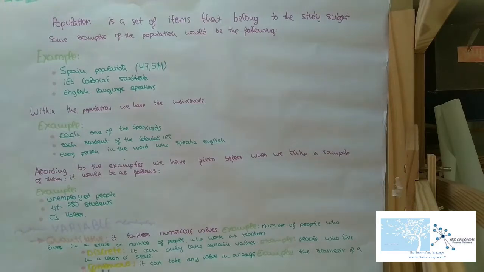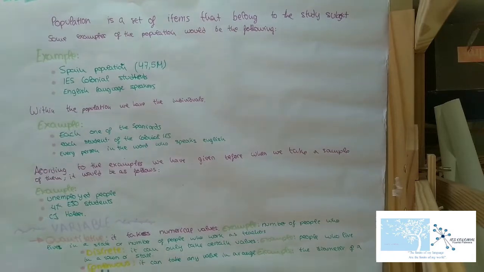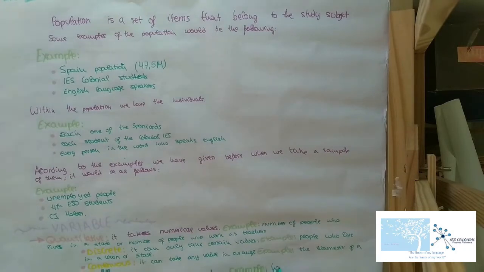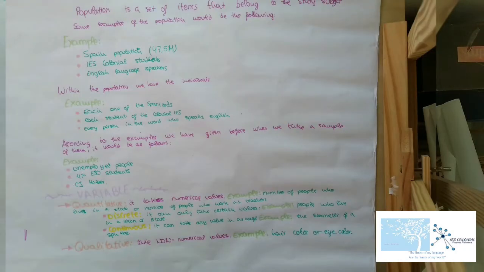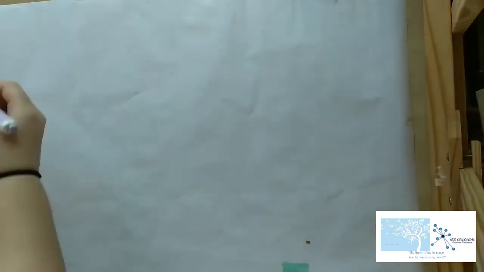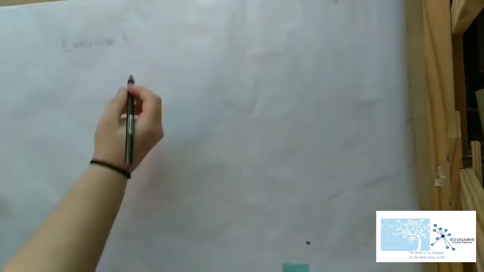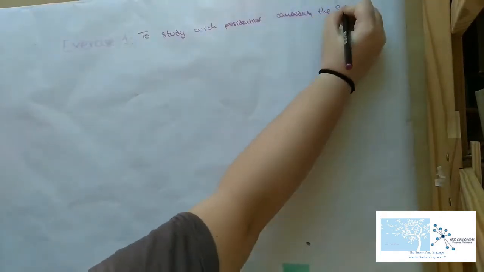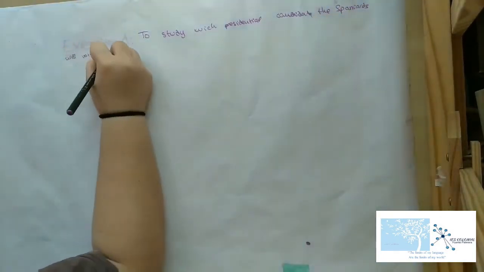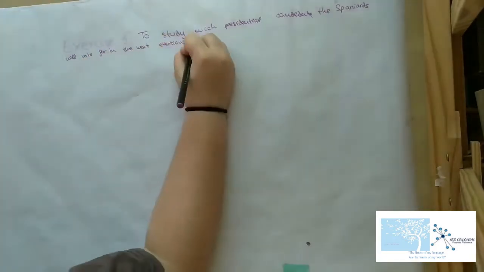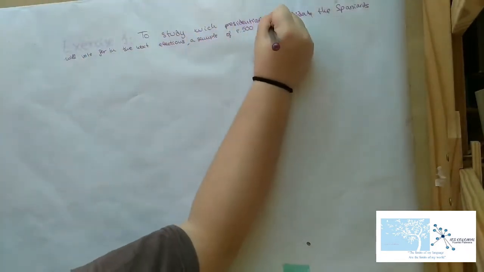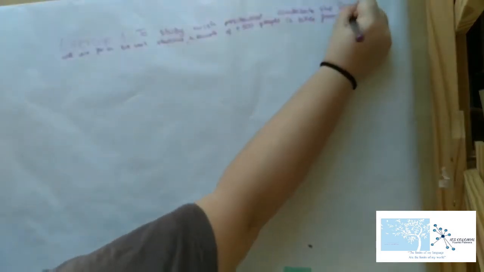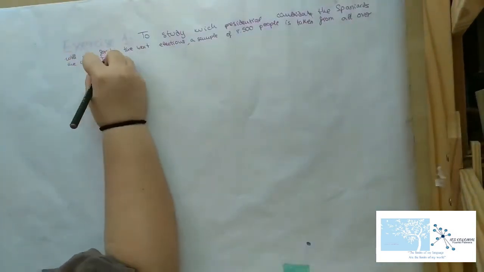Qualitative, takes non-numerical values, for example, hair color or eye color are qualitative variables. Next, I will offer some exercises to practice. Exercise 1. To study which presidential candidate the Spaniards will vote for in the next election, a sample of 8,500 people is taken from all over the country. The question is, who will you vote for in the next presidential election? Find population, sample, and individuals.